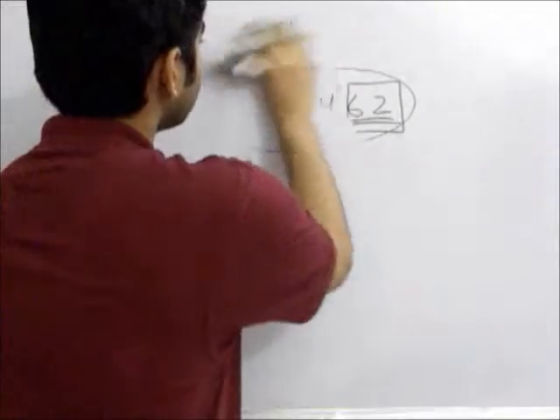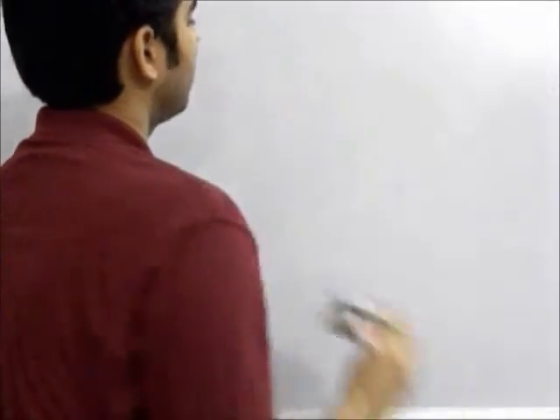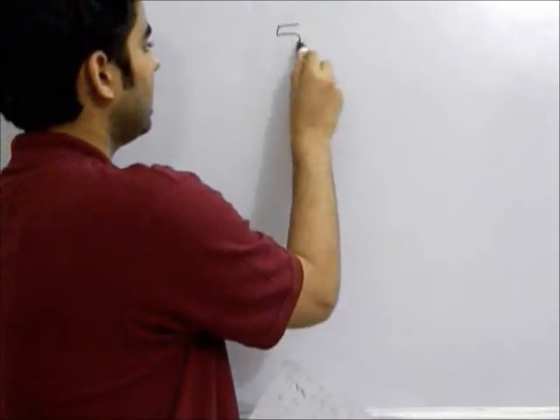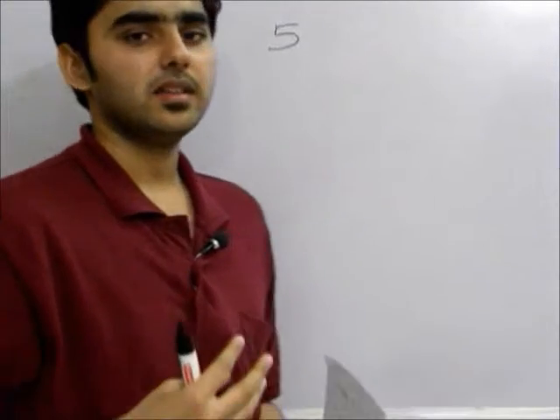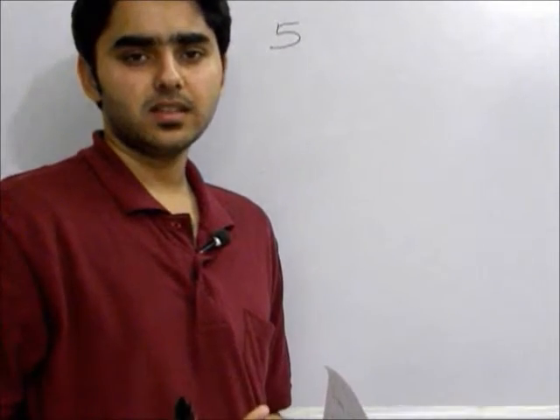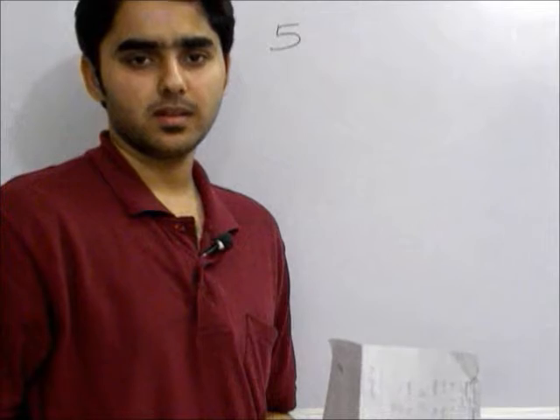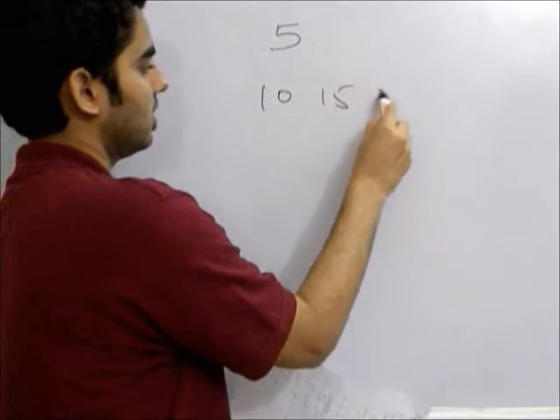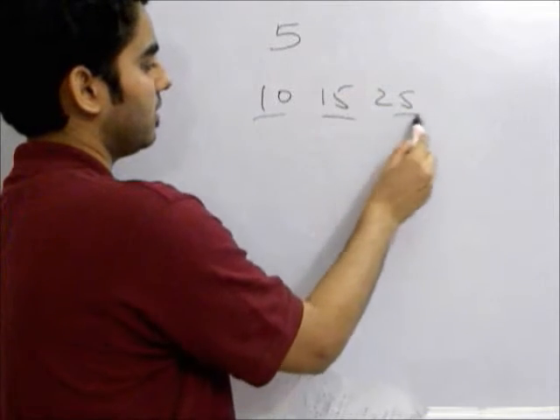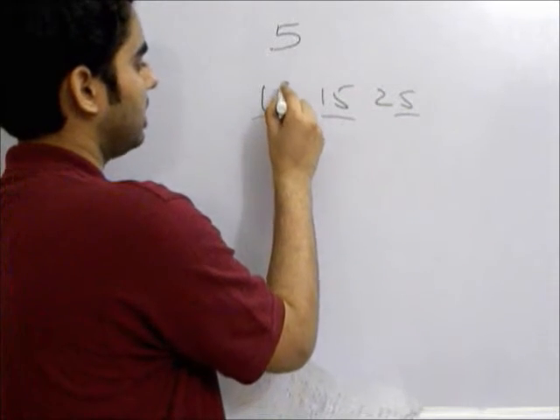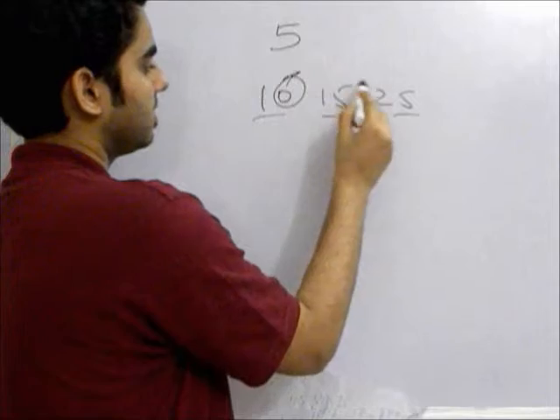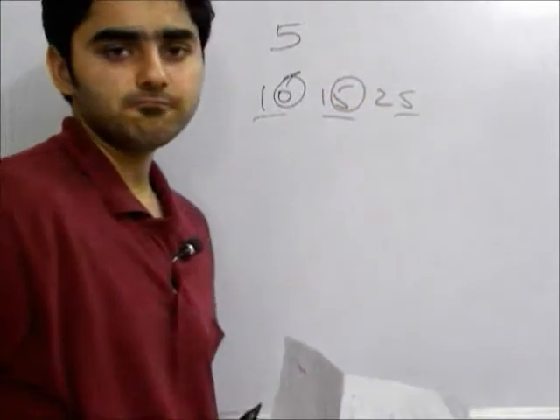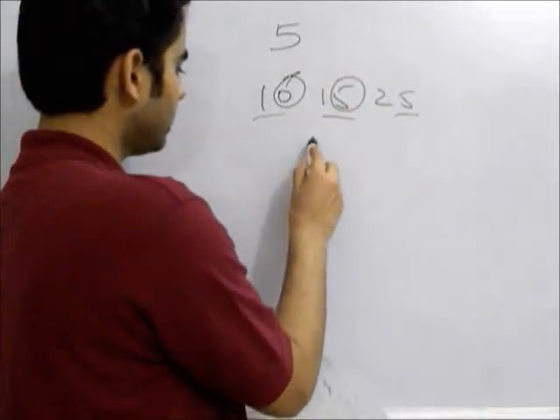So moving on to number 5, it's very simple. If any number has either 0 or 5 as the last digit, it's divisible by 5, right? Take any number. 10, 15, 25, all are multiples of 5, and all of them have either 0 as the last digit or 5. Right?